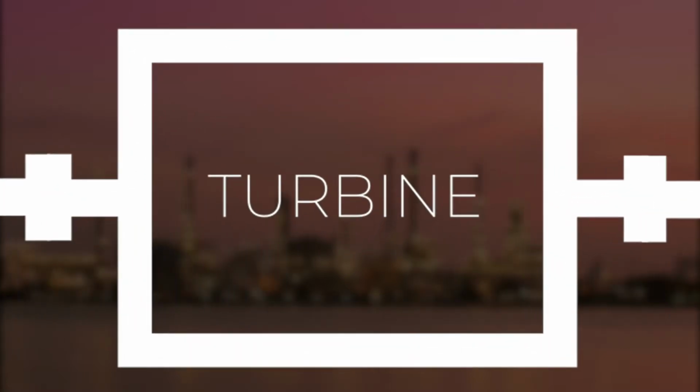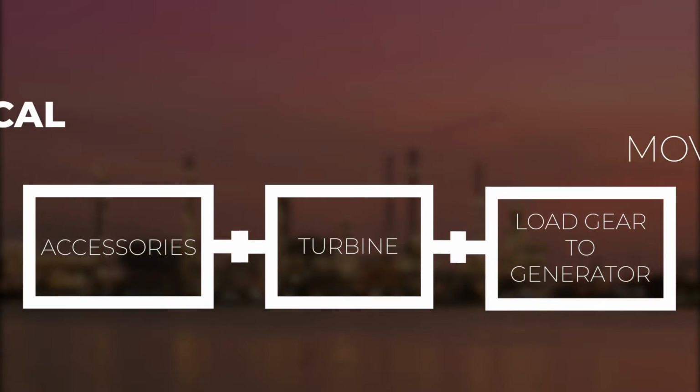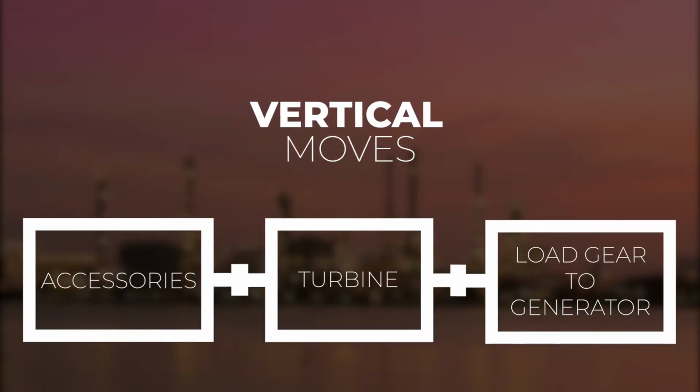9 times out of 10, we will not want to make any moves to the turbine. Most likely, we will align the accessory skid to the turbine and then the load gear generator skid to the turbine skid. To make the moves, we will make all our vertical moves first.